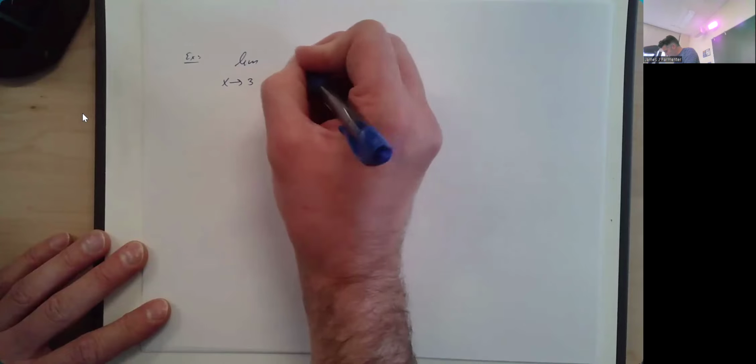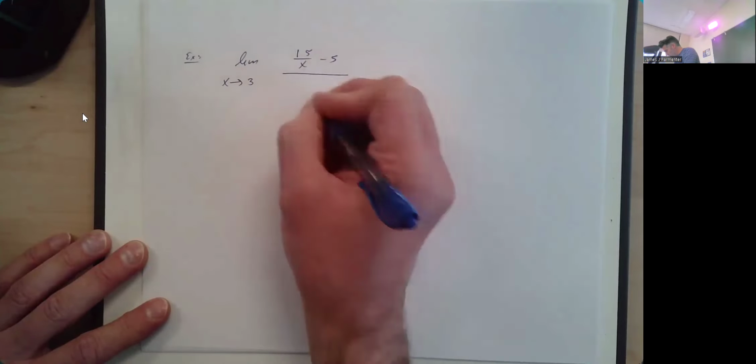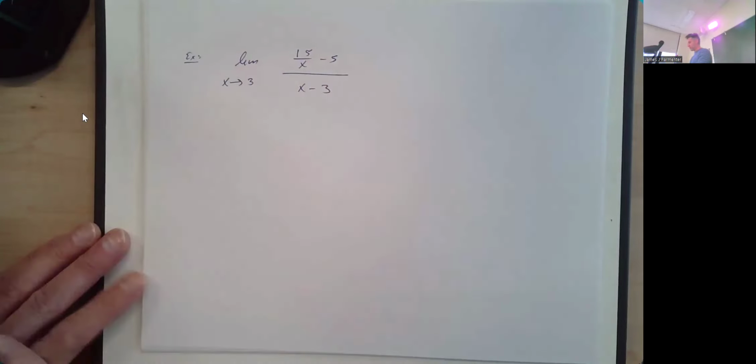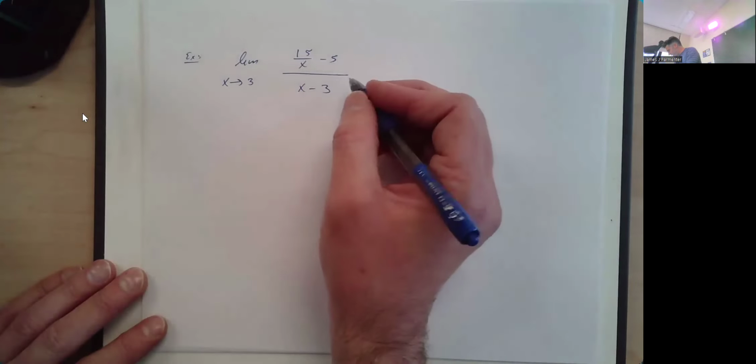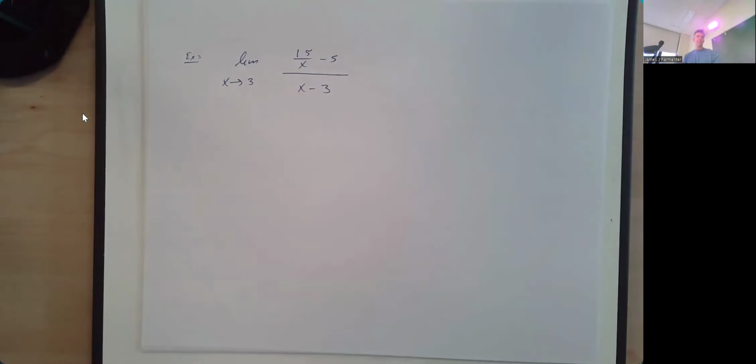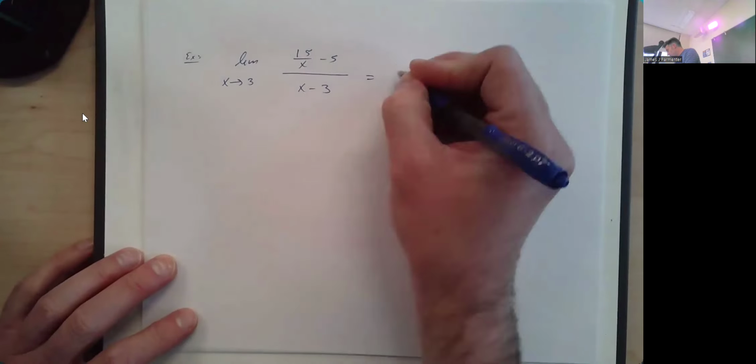Let's look at the following limit. Let's take the limit as x approaches 3 of 15 over x minus 5 over x minus 3. Yeah, that's right. Is that 0 over 0? Yes, definitely. We're good to check.